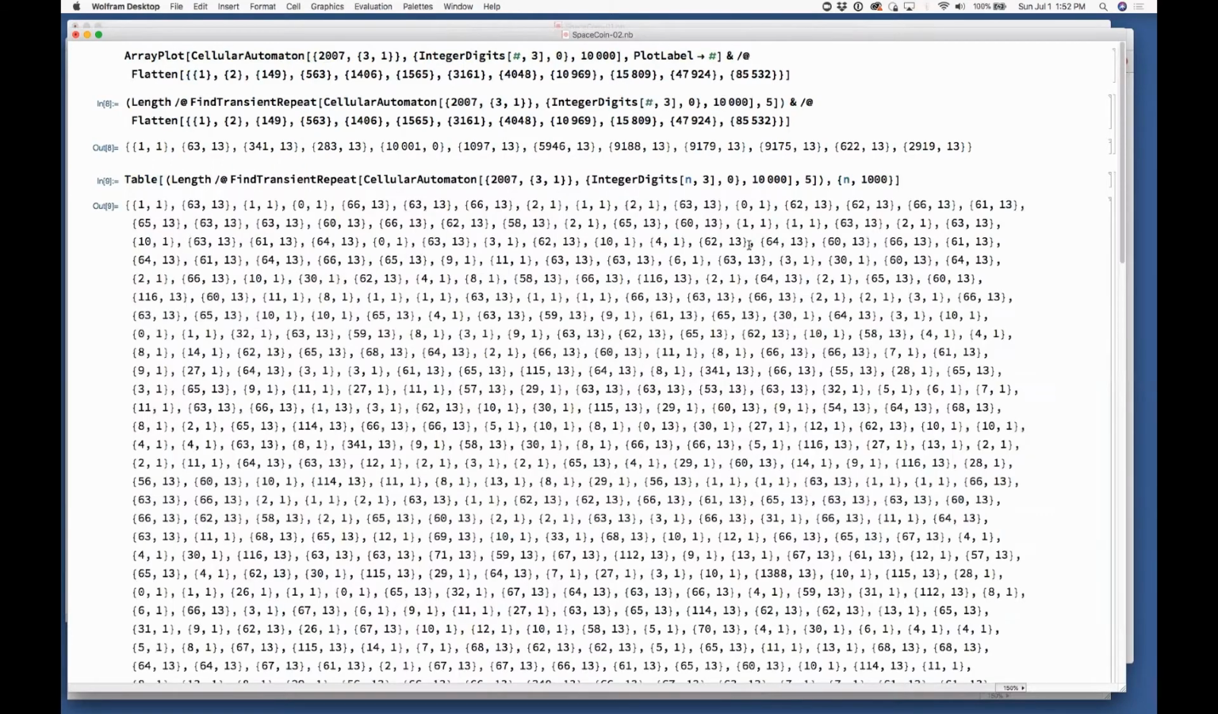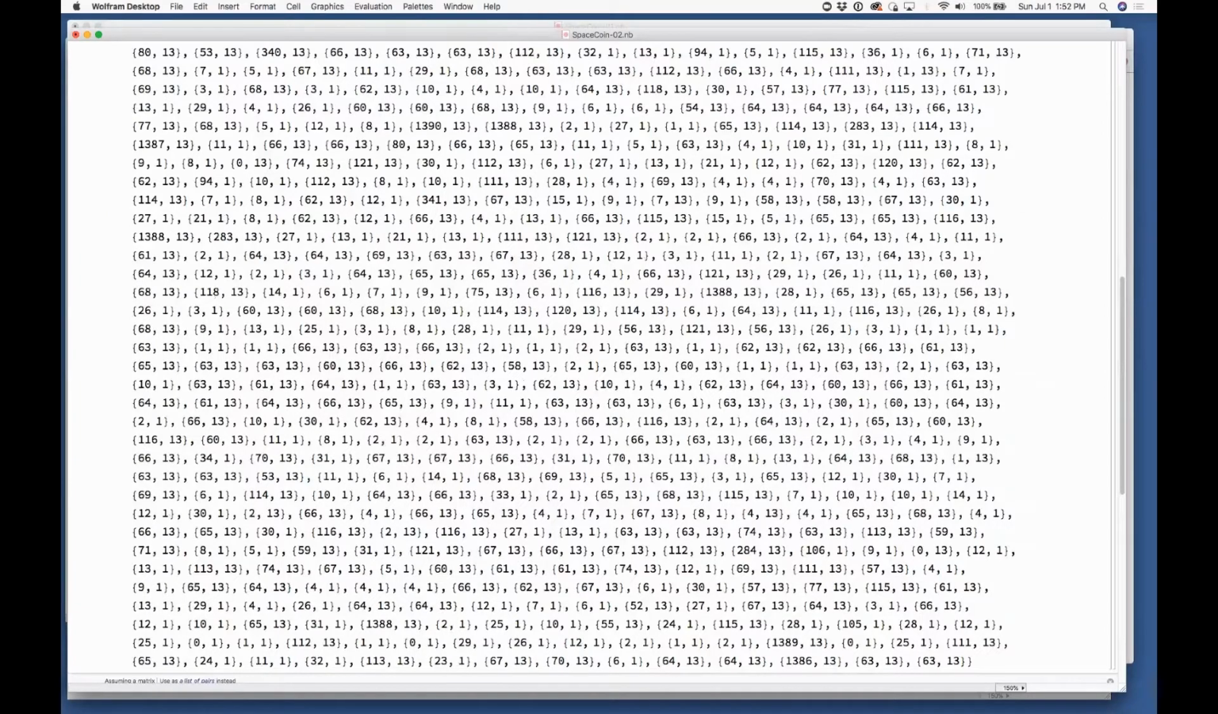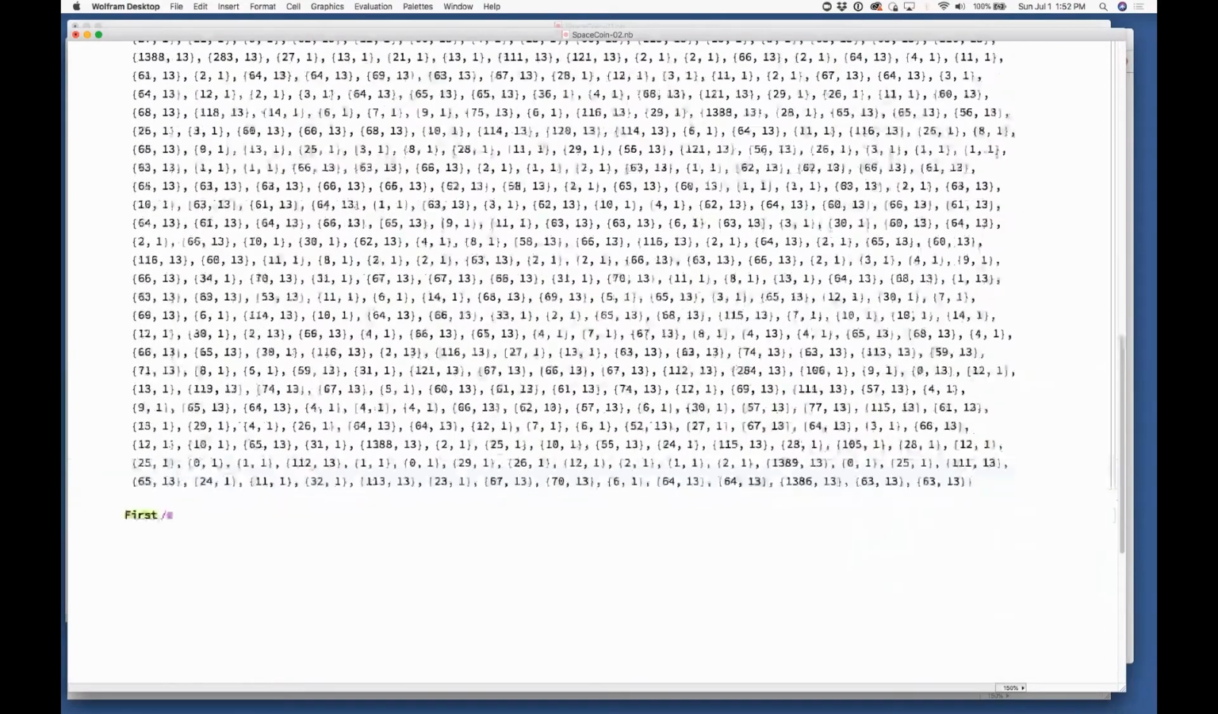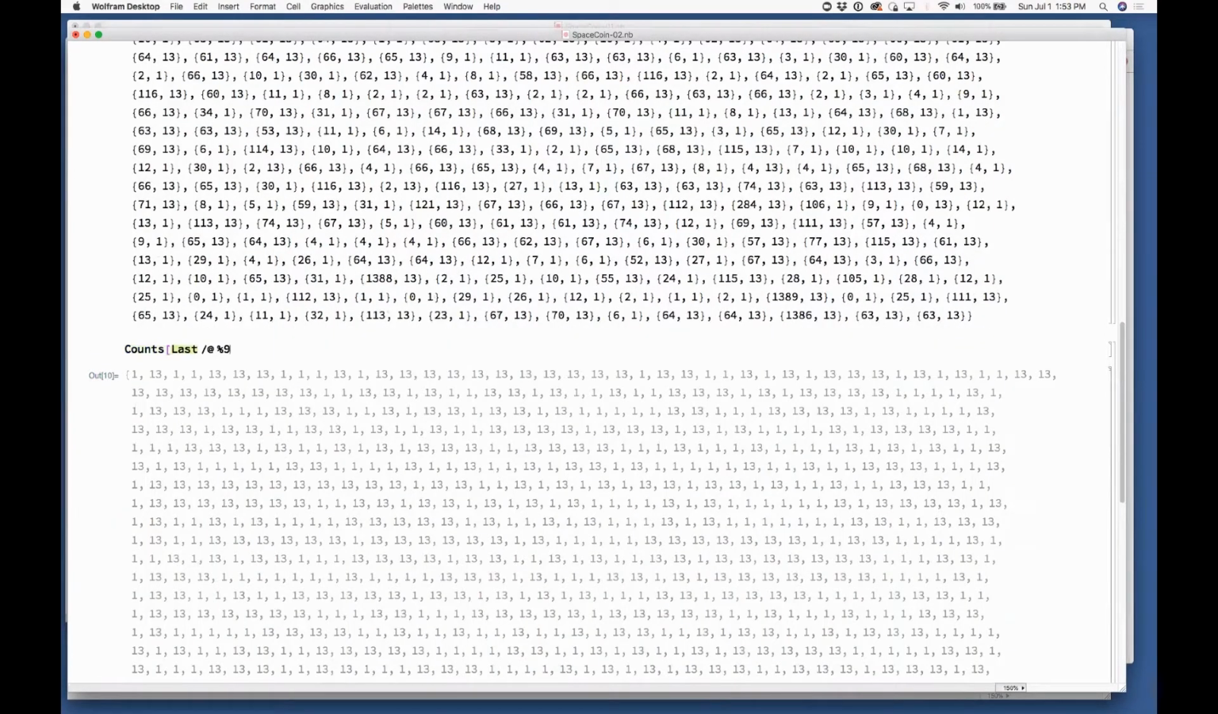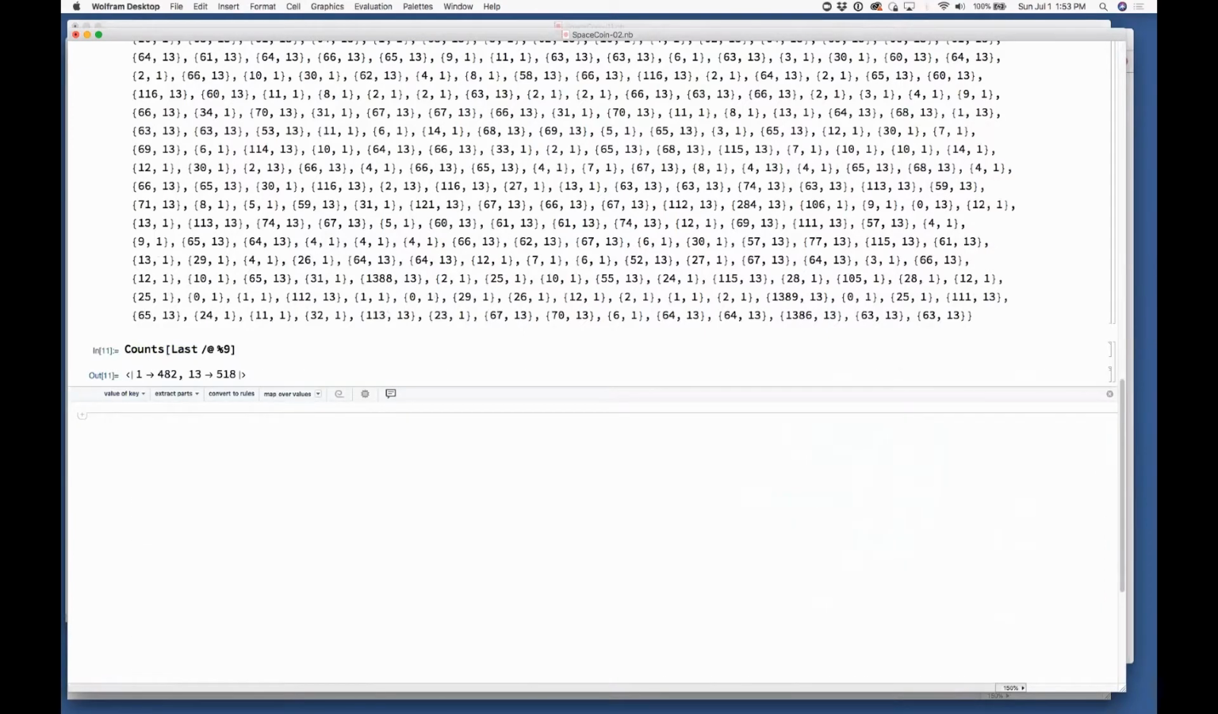So let's take a look. We know all of these will have... if we look at the last element of each, and we just say counts of last element of line 9. Okay, so it always either becomes periodic with period 1 or it becomes periodic with period 13. Now we get to see what the halting times are.